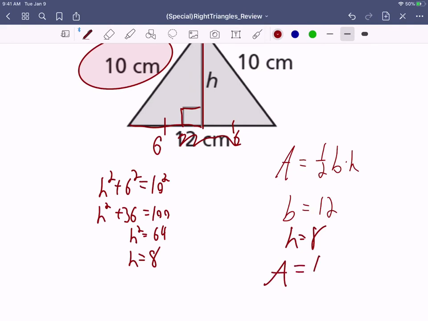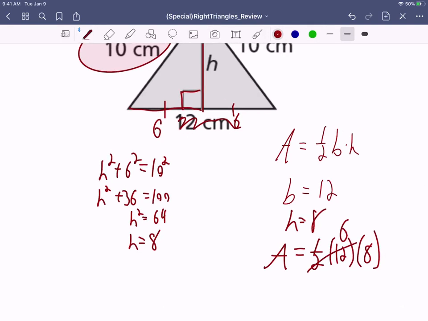A equals 1/2 times 12 times 8. 6 times 8. A equals 48 centimeters squared, or square centimeters.